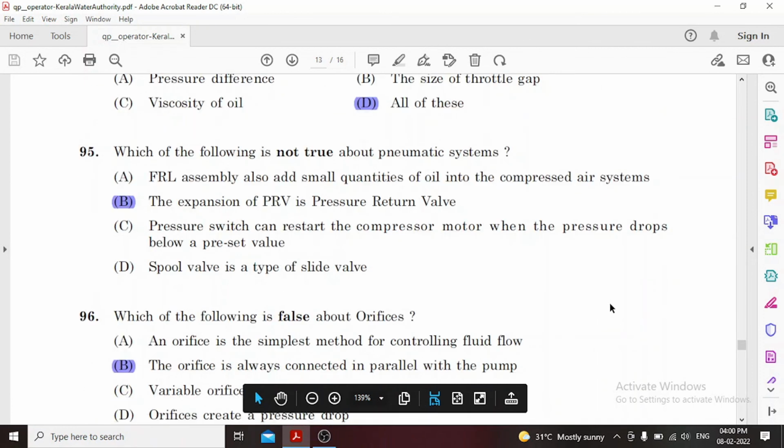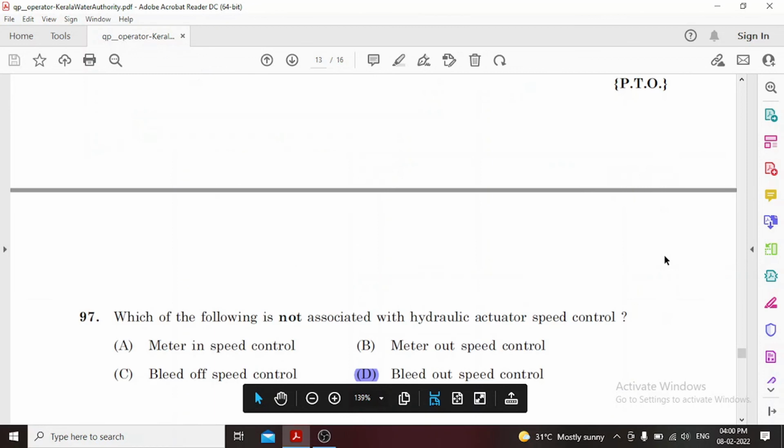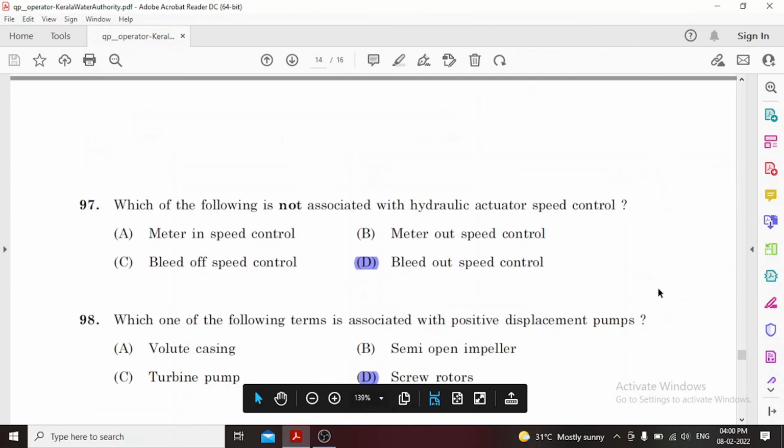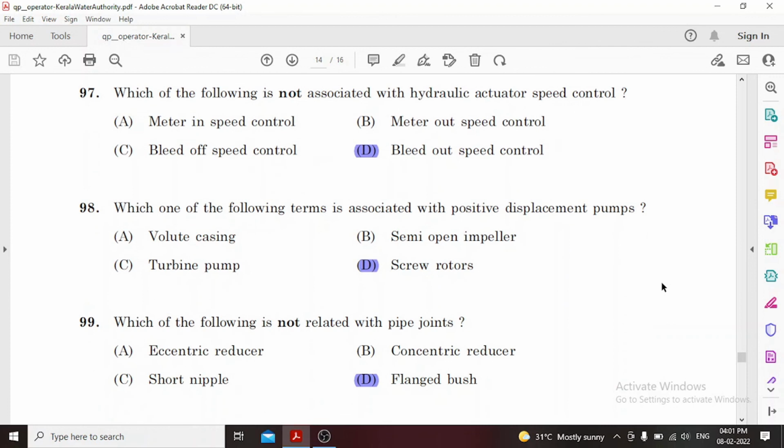96. Which of the following is false about orifices? The orifice is always connected in parallel with the pump. Option B. 97. Which of the following is not associated with hydraulic actuator speed control? Bleed out speed control. Option D. Bleed out speed control. 98. Which one of the following terms is associated with positive displacement pumps? Screw rotors. Option D. Screw rotors.